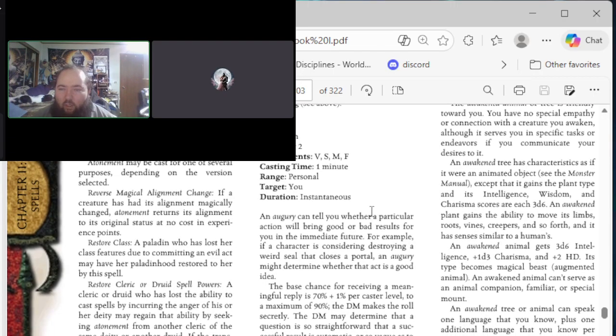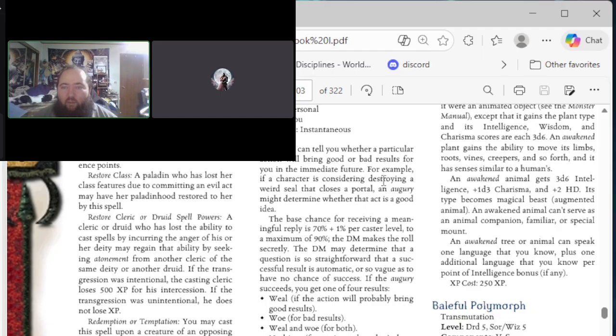Atonement may be cast for one of several purposes, depending on the version selected. Reverse magical alignment changes. If a creature has had its alignment magically changed, Atonement returns its alignment to its original status at no cost in experience points.